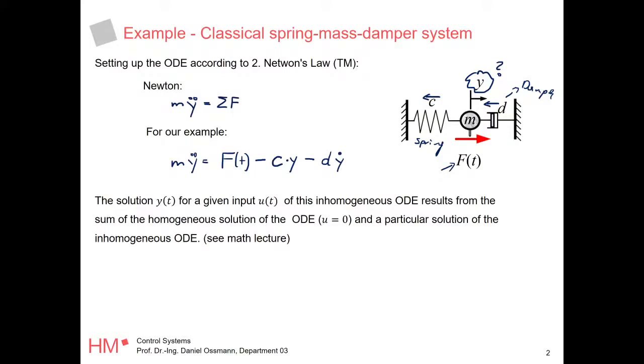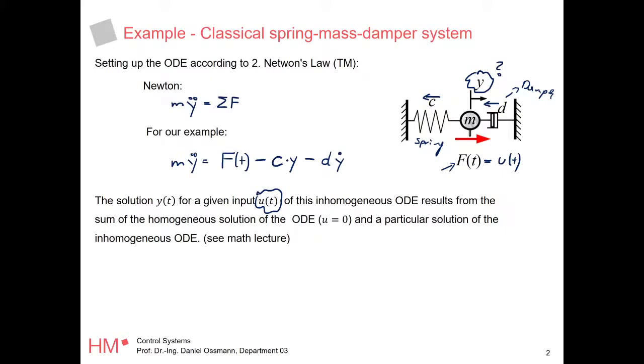So how do we get to the solution y of t? So how do we finally get to know what the solution, what the position is, in dependence of u of t? And so what's u of t here? I said I'm going to use u of t as an input, so we're going to say this force is simply our u of t. So the solution to y of t for a given input is the solution of the inhomogeneous ordinary differential equation.